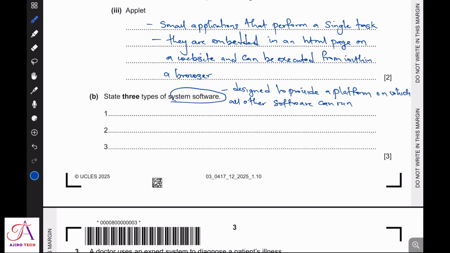Okay, so let's talk about them. We have compilers, we have linkers, we have operating system. Okay, we can add others here. We have what? Device drivers. We have what? Utilities.